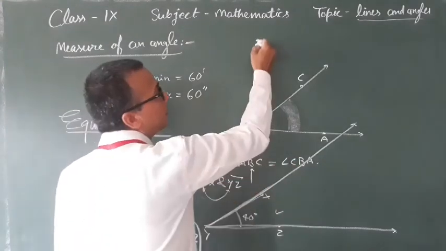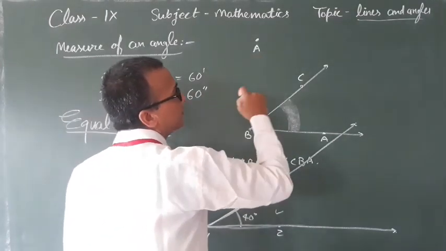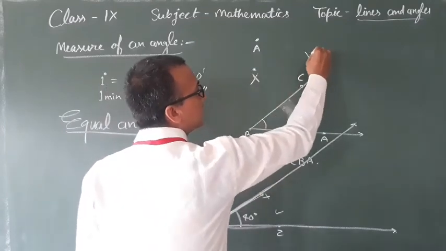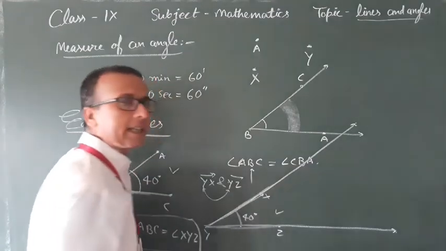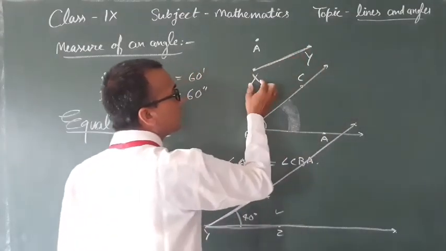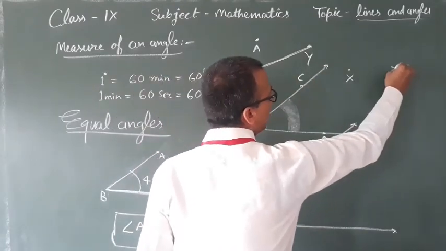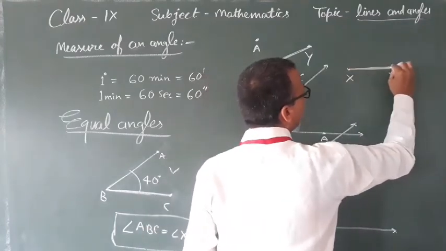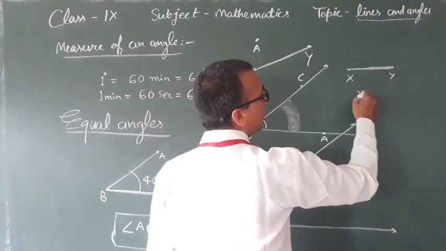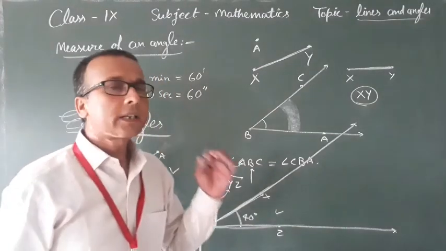And one more thing, to denote a point we need a capital letter. X is a point, Y is a point. To denote a line segment or line or ray, we need two capital letters. If one point is X and another point is Y, the collection of all the points between them is a line segment, as we know, then we can say XY is a line segment. Here we need two capital letters.